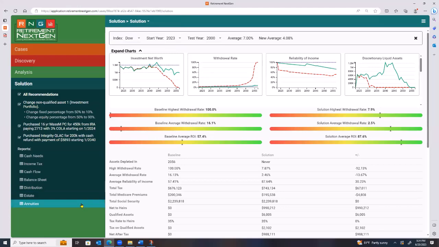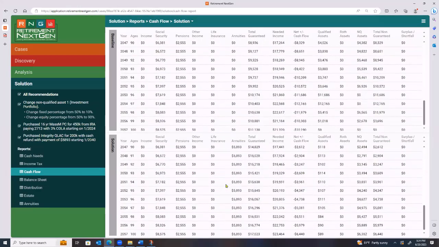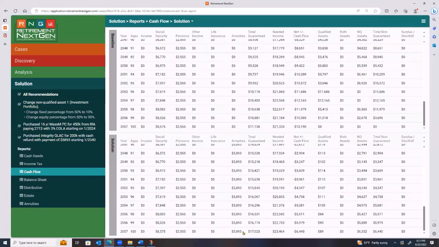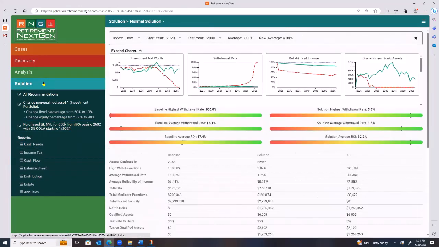So by the end of 100, my QLAC is paying $58.93. Unfortunately, forever and ever. The solution with the COLA, the traditional SPIA, pays $9,500 a month, right? So again, life expectancy plays a key role in this.